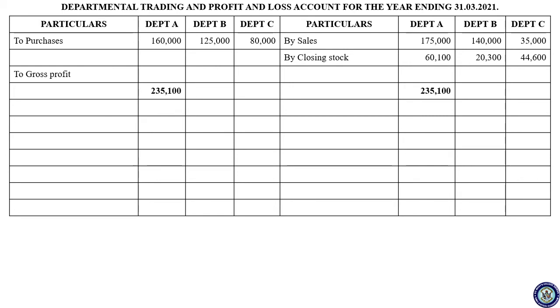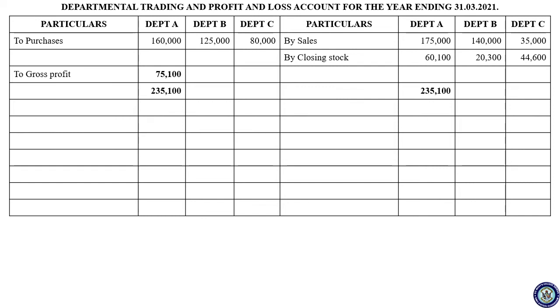So write the total 2,35,100. That is department A. Now from 2,35,100, if you deduct 1,60,000, that is the debit side total, you will get gross profit. So 2,35,100 minus 1,60,000, it comes to 75,100.